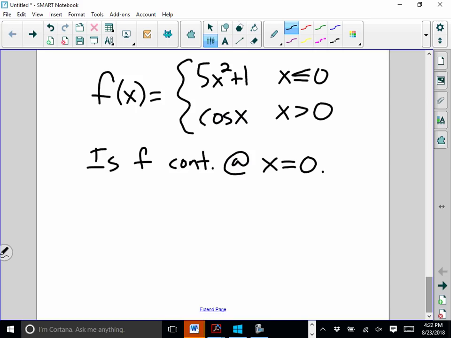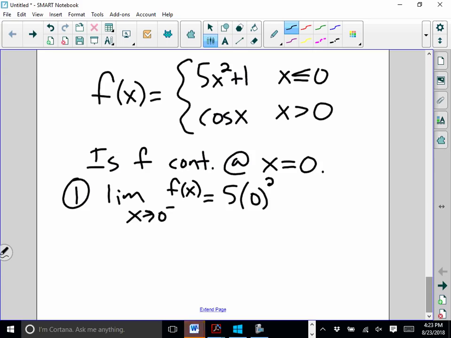Okay, we're back. First thing we need to do is show the left-hand limit equals the right-hand limit to prove that the limit exists at x equals 0. So again, I need to choose the function 5x squared plus 1 for the left-hand limit because that's where x is less than or equal to 0. So I'm going to plug in 0. And I get the left-hand limit equals 1.